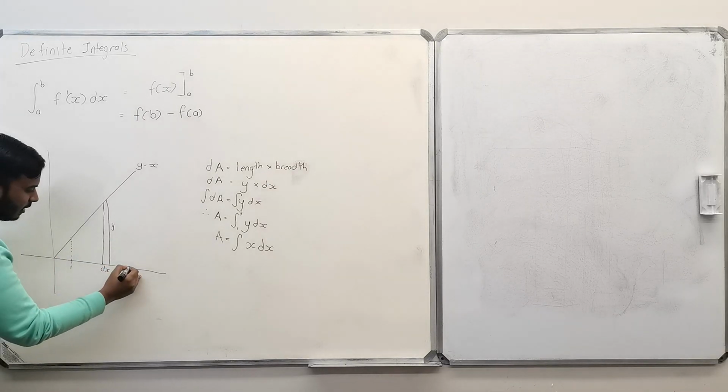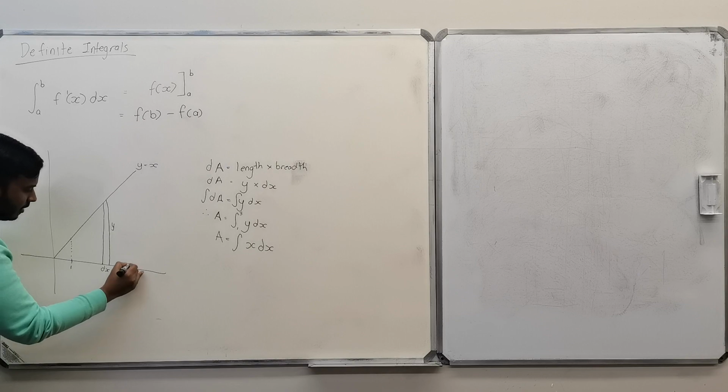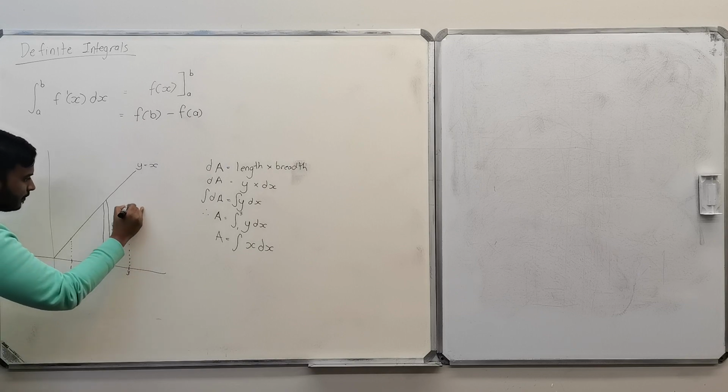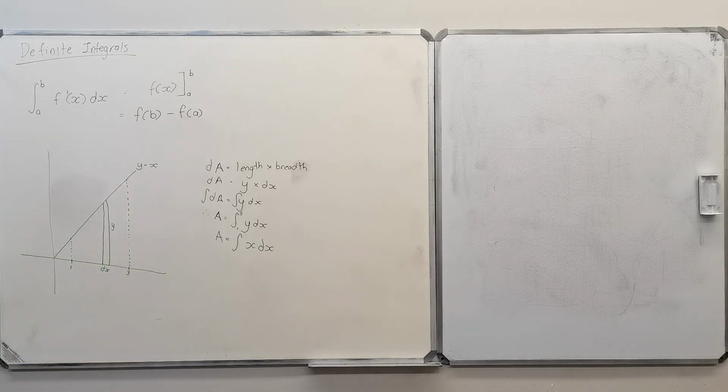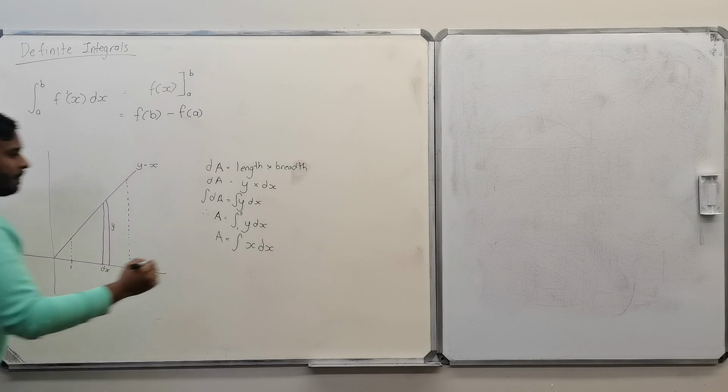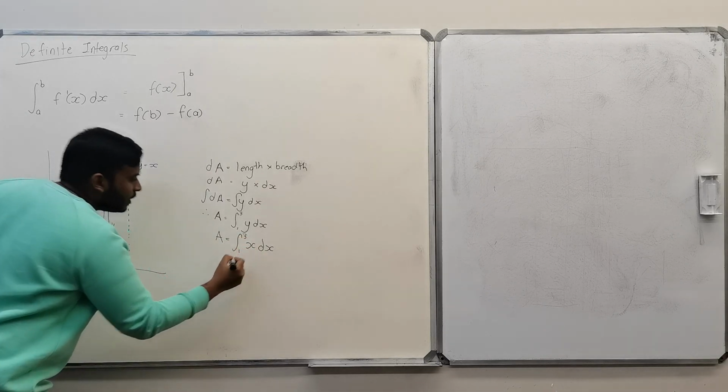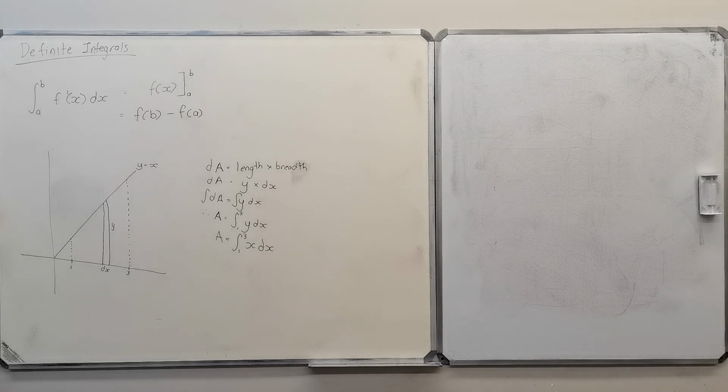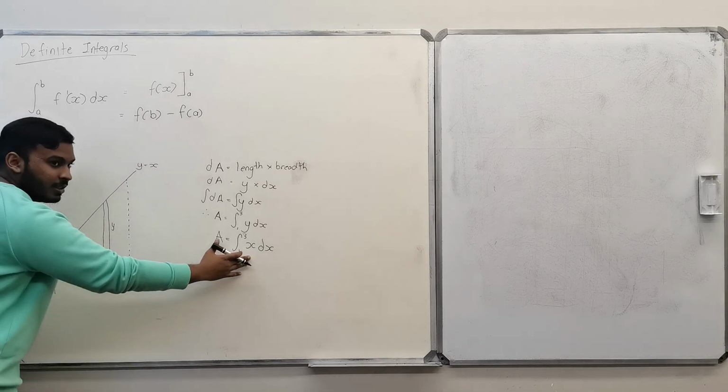And say 3 is the upper limit, and that's your lower limit. Now you want to work out the area of that. So what would you do? Remember I told you, you take your upper limit minus your lower limit. But what's the first thing you need to do? You need to integrate this.